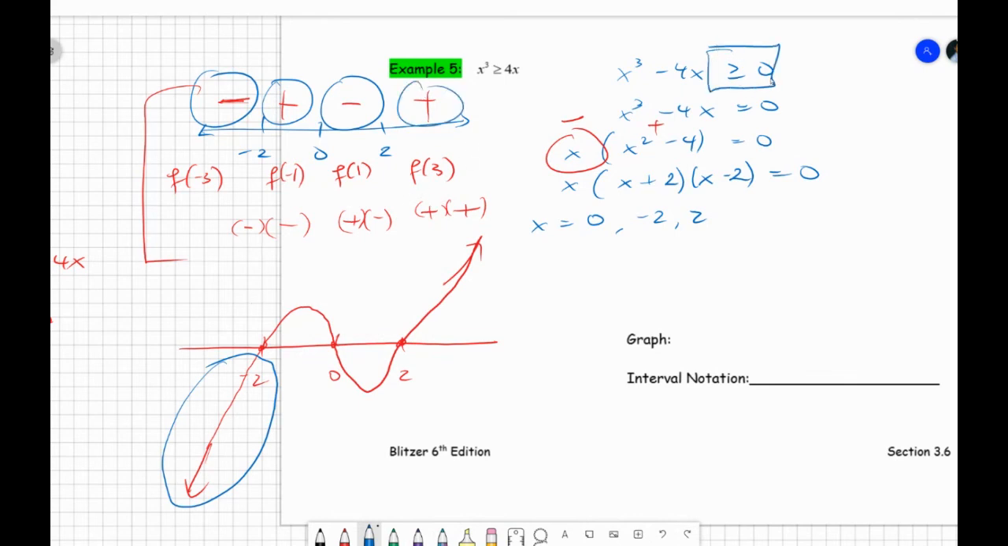So I want it to be greater than or equal to 0. So I need to include all of my boundary points, and I only want the positive portion. So this one and this one here. So I want it from -2 to 0, union with 2 to positive infinity. So I want this portion and this portion right here, including the boundary points as well.